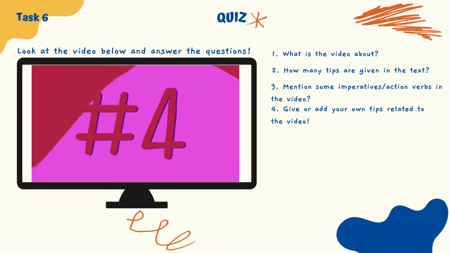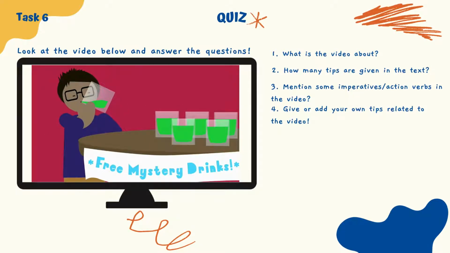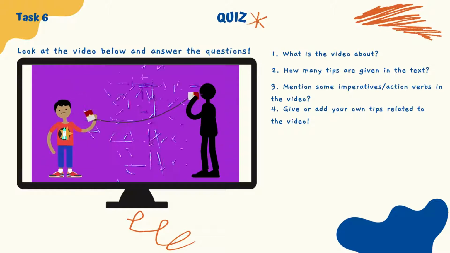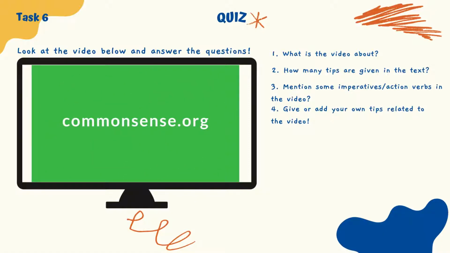Number 4. Don't download anything without permission. It may contain a virus that can harm your computer. And number 5. Tell an adult if you receive a mean or strange message. For more tips, visit us at commonsense.org.